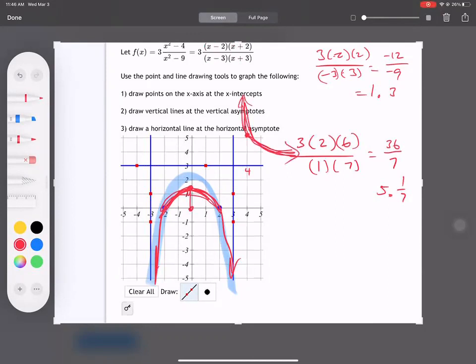On the left side, if I plug in negative 4, 3 times negative 4 minus 2 is negative 6. Negative 4 plus 2 is negative 2. Negative 4 minus 3 is negative 7. Negative 4 plus 3 is negative 1. So we have positive 36 over positive 7. So we have the same 5 and 1/7, which is up here. So we know we're going to be stuck on top here. I can guarantee you that's what the graph looks like.